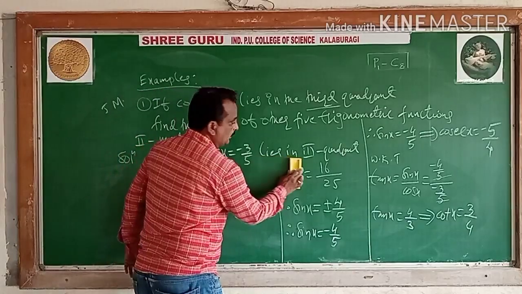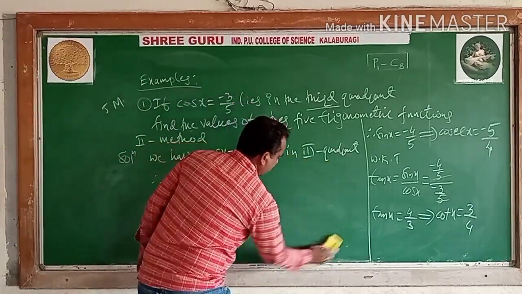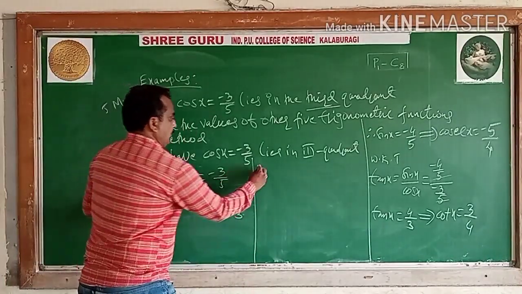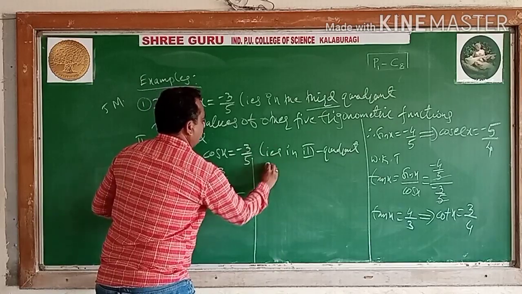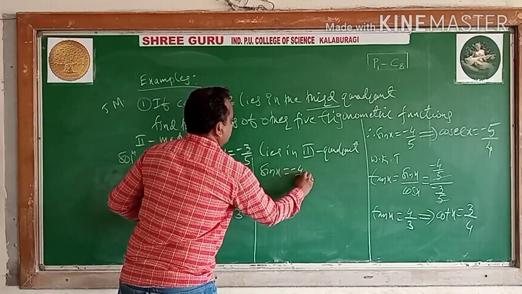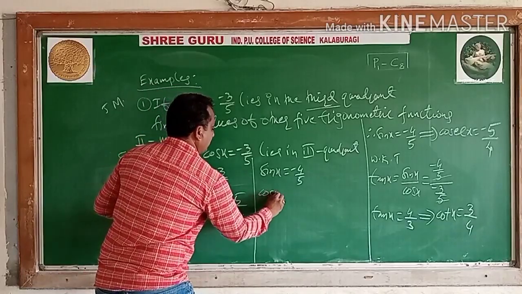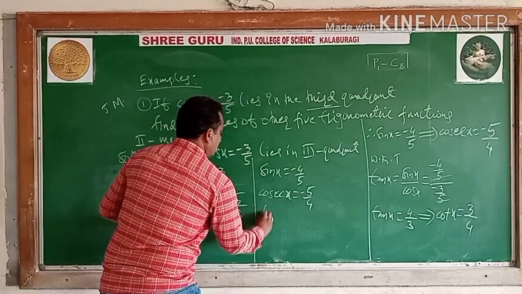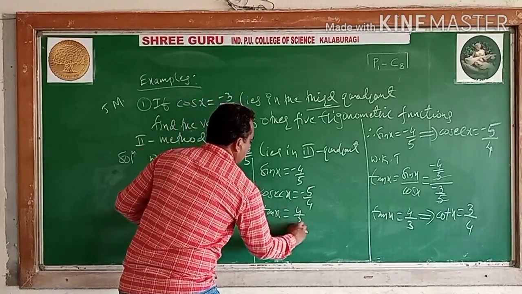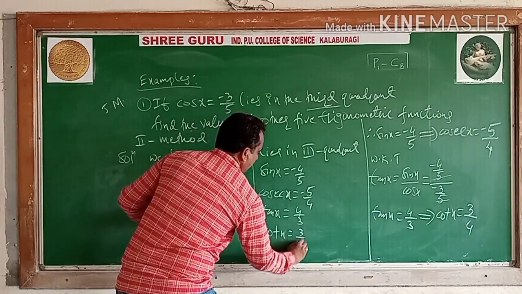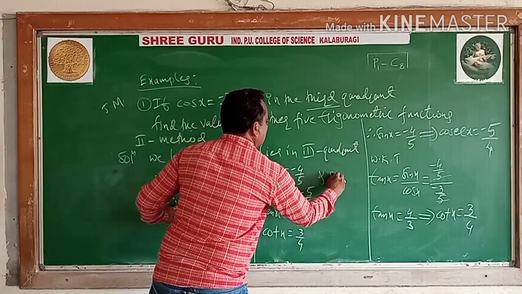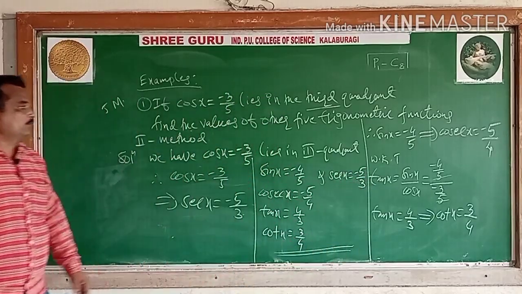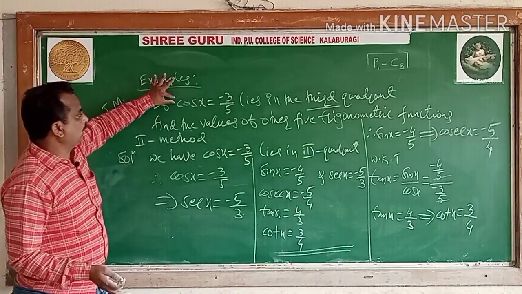Then you should write clearly all the 5 functions you have calculated here. Sin of x is minus 4 by 5, cosecant of x is minus 5 by 4, tan of x is 4 by 3, cot of x is 3 by 4, and sec of x is minus 5 by 3. These are the 5 other trigonometric functions when one function is given.